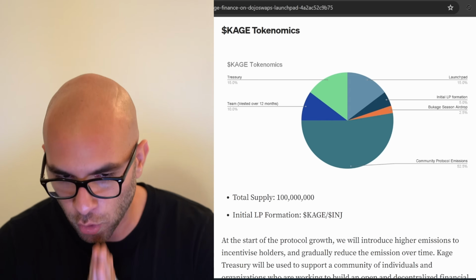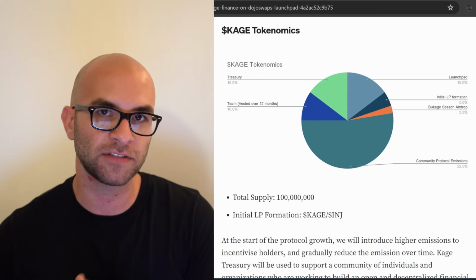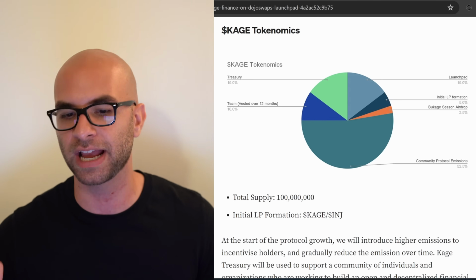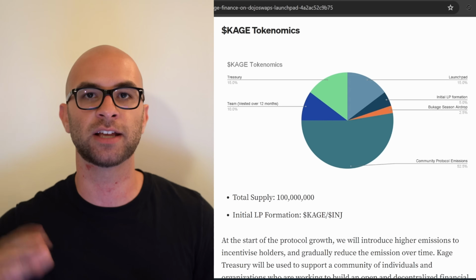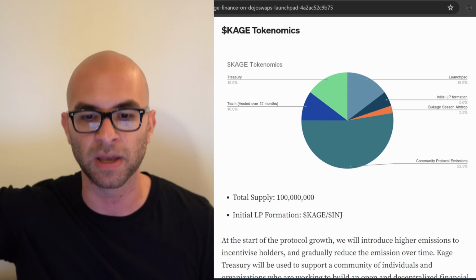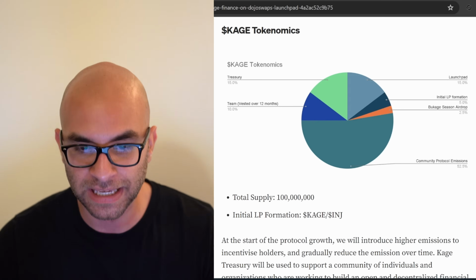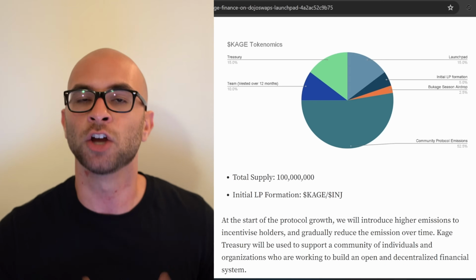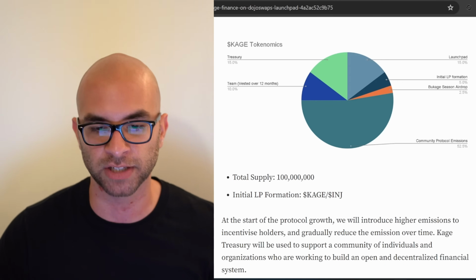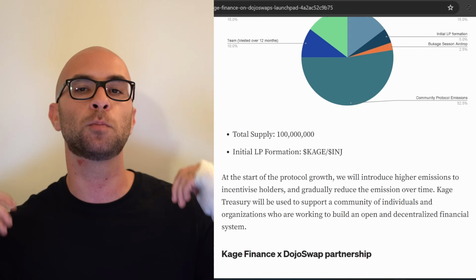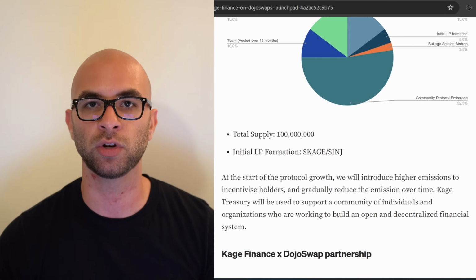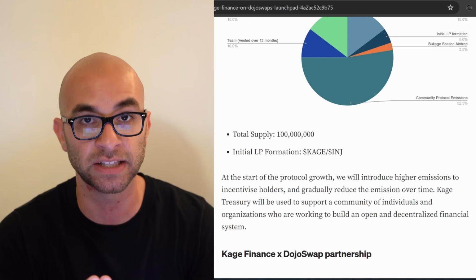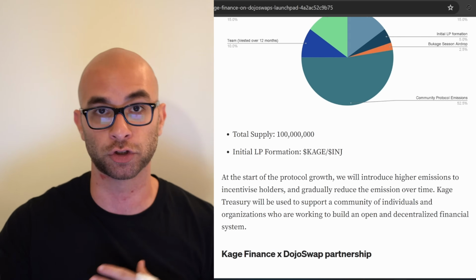When it comes to their tokenomics, guys, they are allocating 15% towards their treasury, 10% is going to their team, which is vested over a 12-month period, 15% is going to the launchpad with DojoSwap, 5% is going to the initial LP. There's then going to be 2.5% or 2.5 million tokens going to this upcoming airdrop that I'm about to cover, as well as an additional 52.5% for different community protocol emissions. And I'm sure this is different incentives for actually using these different bots and paying those different transaction fees.